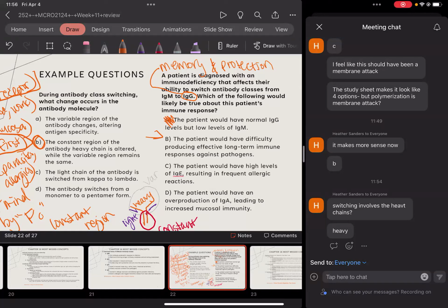IgG is important for the proper response in our memory response later, the anamnestic response. The patient would have high levels of IgE? This has nothing to do with either of those. Or the patient would have an overproduction of IgA? Again, nothing to do with those. You start from IgM always, and then you can switch to IgA, IgE, or IgG. And you always have the B cell that has the receptor on it. This is IgD.